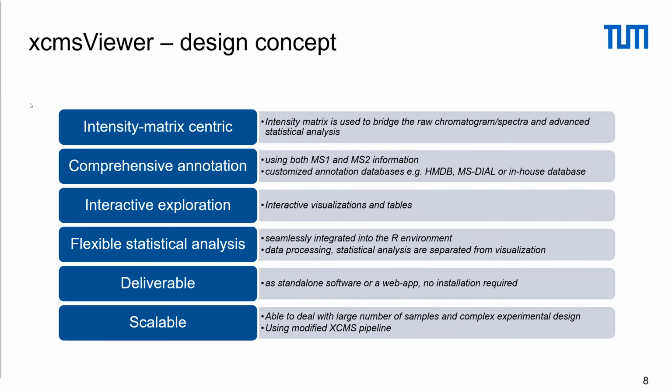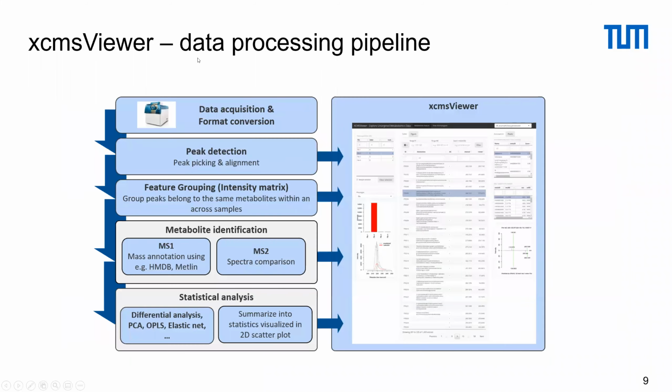So next, we move to the data processing pipeline. If you work with XCMS, you're already familiar with some of the steps of XCMS Viewer. If you look at the top 3 rows on the left panel, data acquisition and format conversion, followed by the peak detection and feature grouping. All these steps are done by the XCMS package.